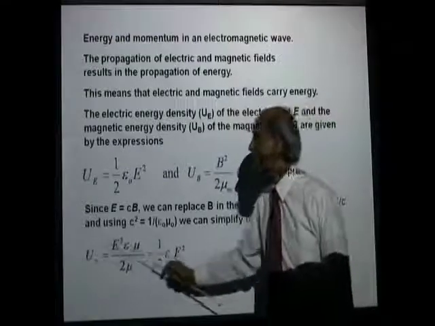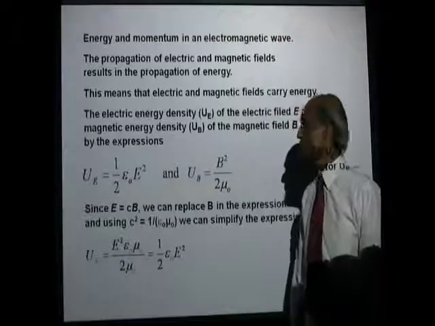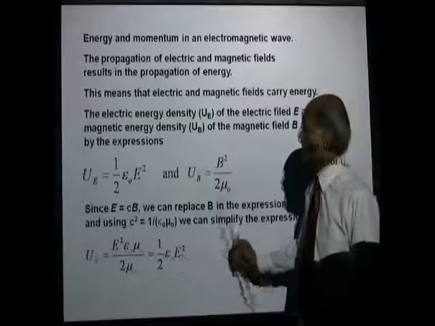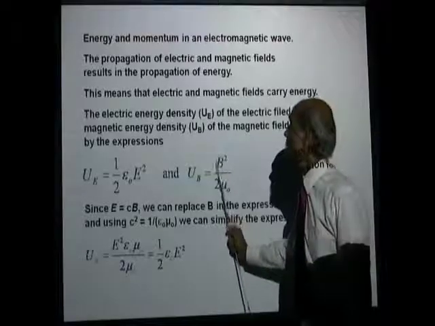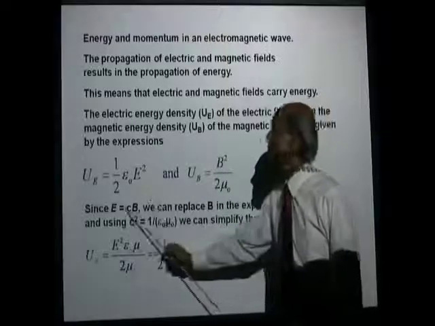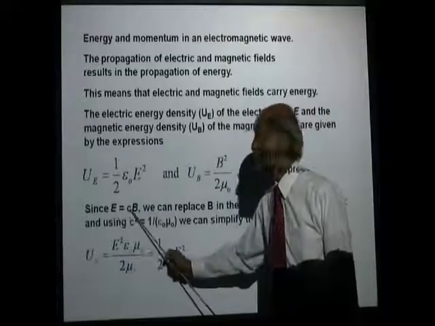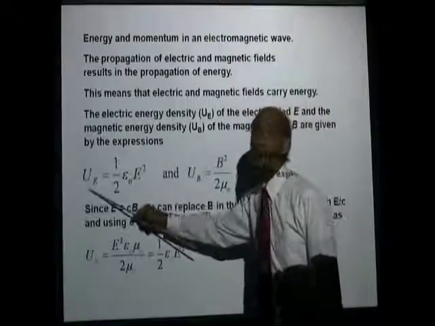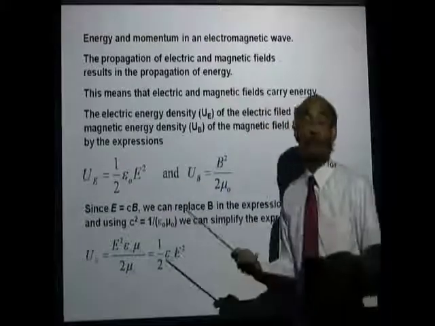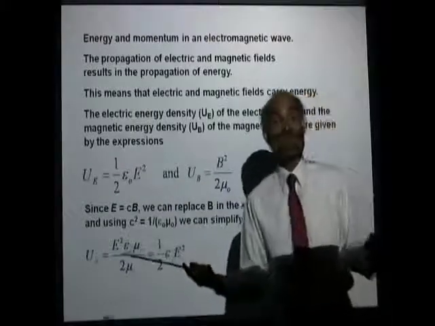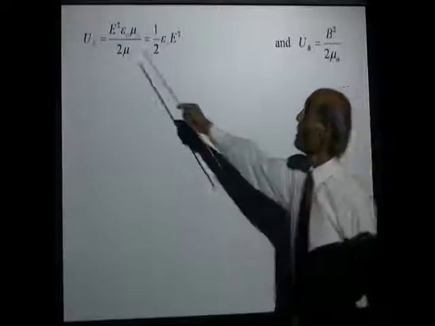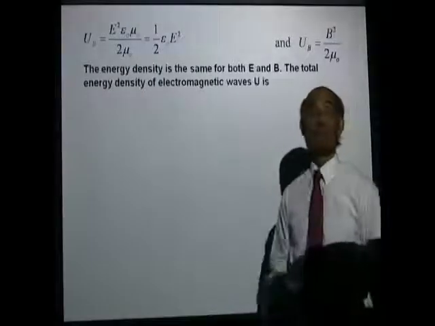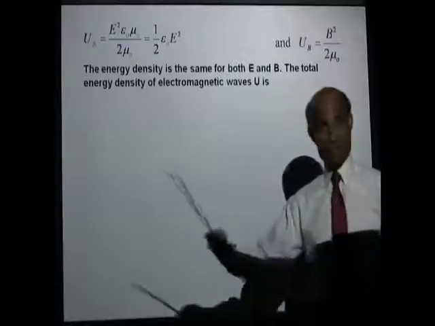You can see U sub B therefore also is 1/2 epsilon naught E squared. That means if you replace B using E equal to CB by E over C, you will see U sub E and U sub B really have the same magnitude. So, the energy density is the same for both E and B. That's what we just showed.